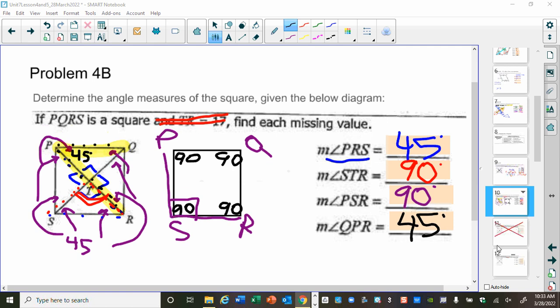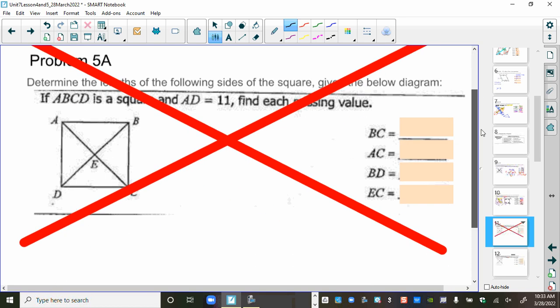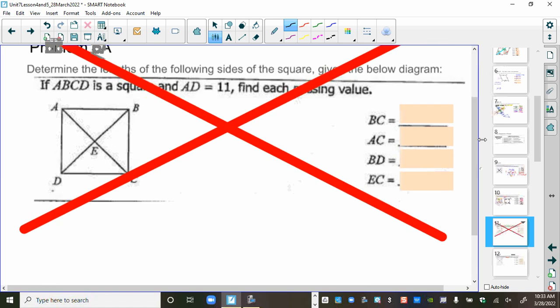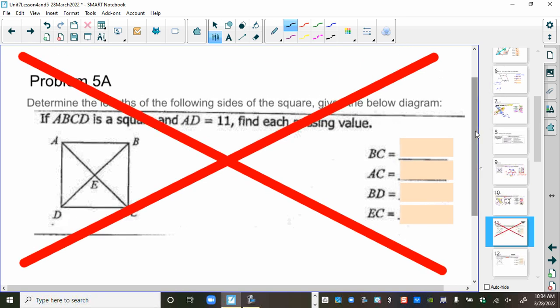Okay, next slide, 5A. Put a big fat X through it. Put an X. You're not doing it. That's it. As long as you put an X where I told you, good. We're not dealing with it.